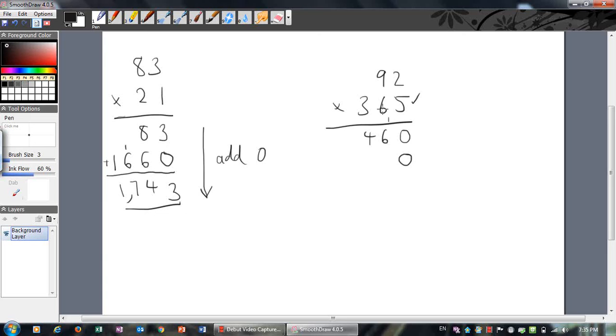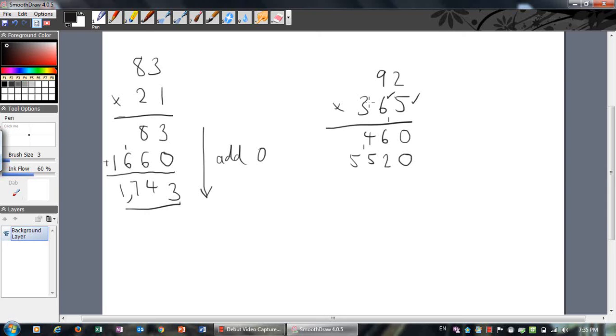2 times 6 is 12, so put a 2 there and remember the 1. Then we go 9 times 6. 9 times 6 is 54, plus this one is 55. That's the second row. So now we've multiplied by that 6.